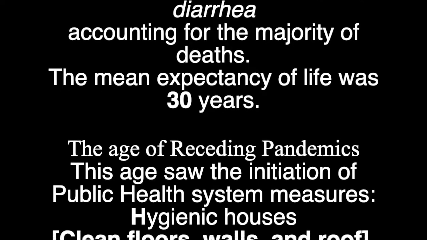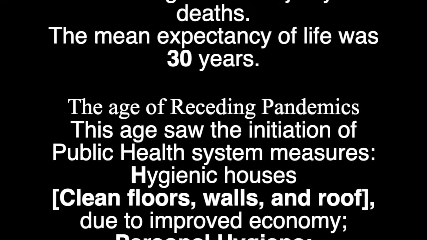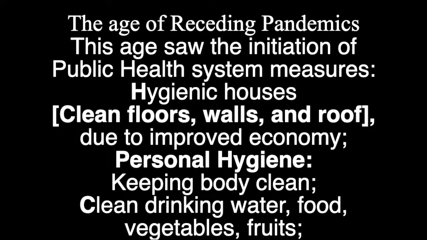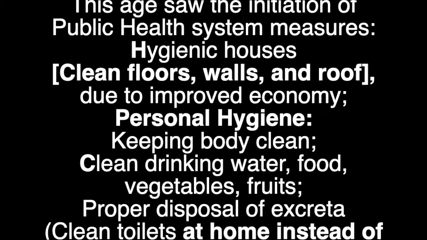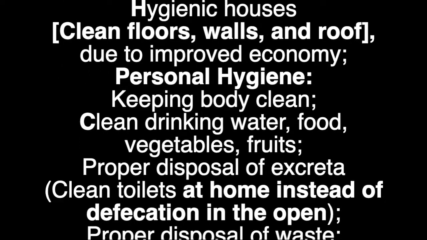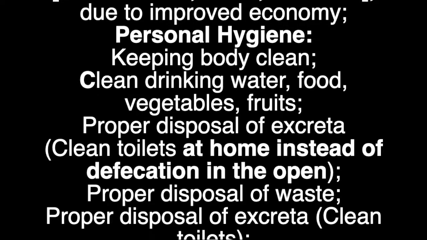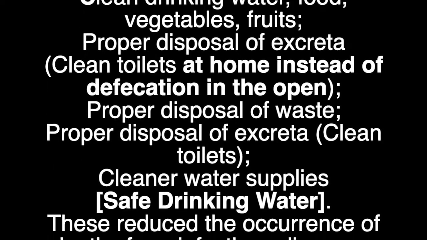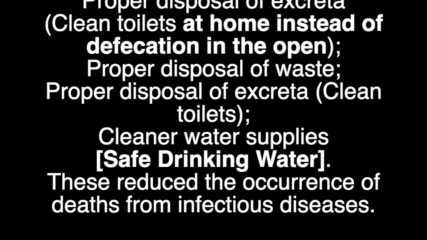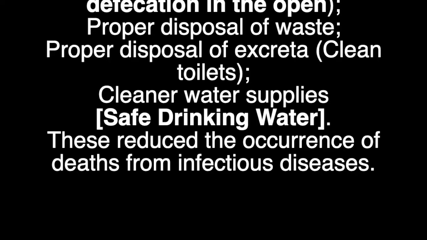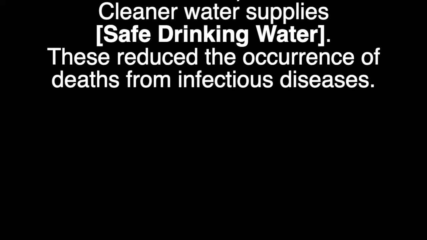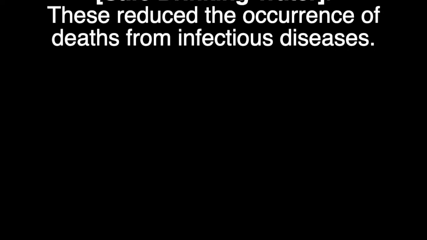Next, the age of receding pandemics. This age saw the initiation of public health measures, that is hygienic houses, clean floors, walls and roof due to improved economy, personal hygiene, keeping the body clean, clean drinking water, food, vegetables and fruits, proper disposal of excreta, that is clean toilets at home instead of defecation in the open, proper disposal of waste, and cleaner water supplies, that is safe drinking water. These reduced the occurrence of death from infectious diseases.